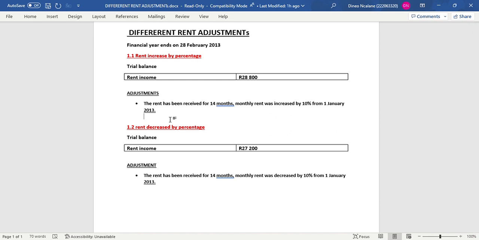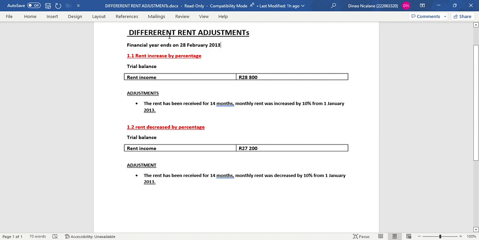Today we will be looking at rent income adjustments. We will only focus on the rent that is increased by a percentage and decreased by a percentage. Many people say that when it comes to the income statement, rent income adjustments give them problems, so I decided to show that rent income is very simple. Let's get to work. So here we have the different rent adjustments.